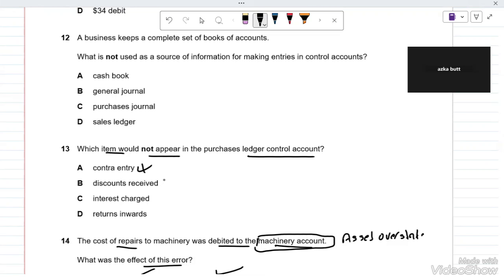Discount received is also part of this. Interest charged. So interest charged would also be part of the purchase ledger control account. Return inwards. Yeah, return inwards means sales return, so it will not be part of the purchase ledger. It will be part of the sales ledger control account. So D option is the right option.